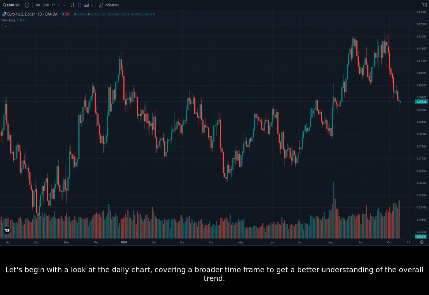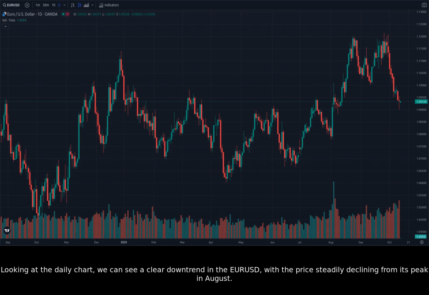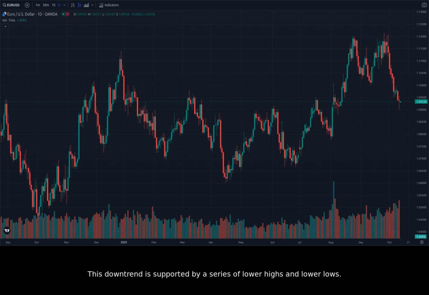Let's begin with a look at the daily chart, covering a broader time frame to get a better understanding of the overall trend. Looking at the daily chart, we can see a clear downtrend in the EURUSD, with the price steadily declining from its peak in August. This downtrend is supported by a series of lower highs and lower lows.